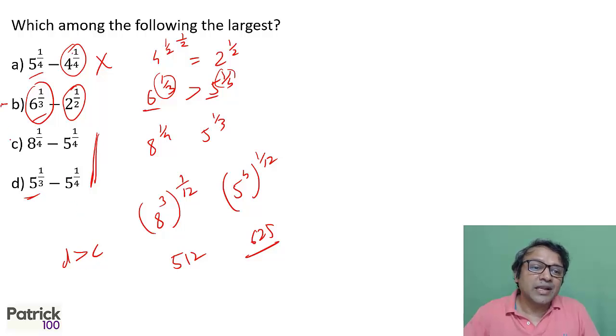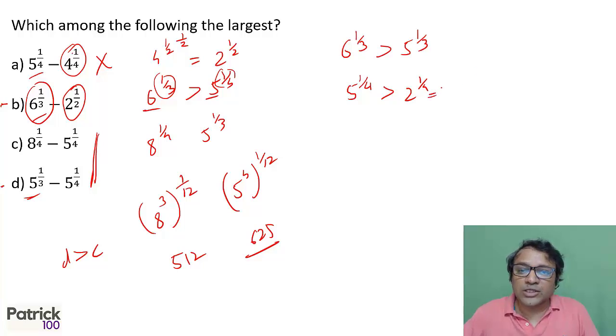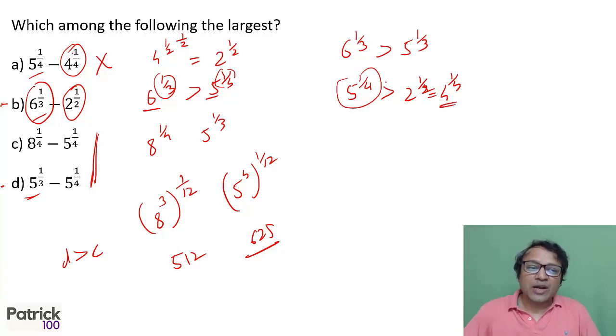Now if I compare B and D, I realize that 6 raised to 1 by 3 is bigger than 5 raised to 1 by 3 for sure. And 5 raised to 1 by 4 is bigger than 2 raised to half, because 2 raised to half is equal to 4 raised to 1 by 4. So 5 raised to 1 by 4 is bigger than 4 raised to 1 by 4. So if you combine the two, you can clearly make out that B is bigger, because 6 raised to 1 by 3 is bigger than 5 raised to 1 by 3 and 5 raised to 1 by 4 is bigger than 2 raised to half. So B is definitely bigger. So from that we get the answer is B option.